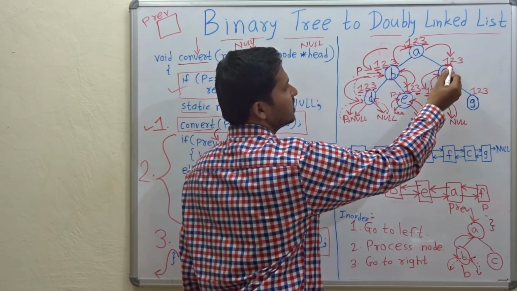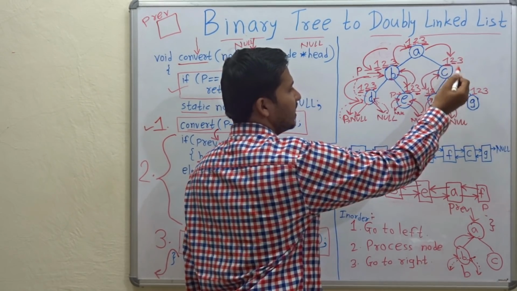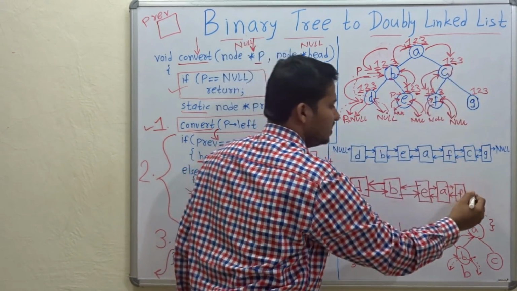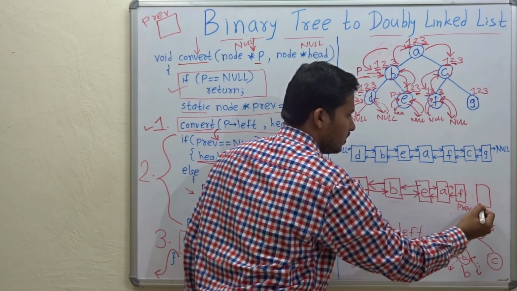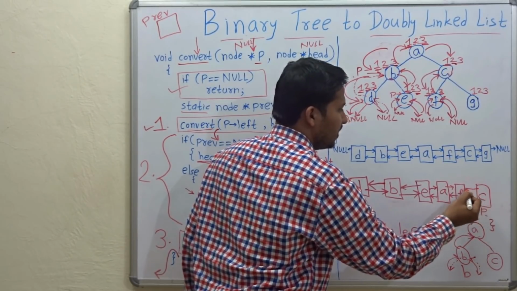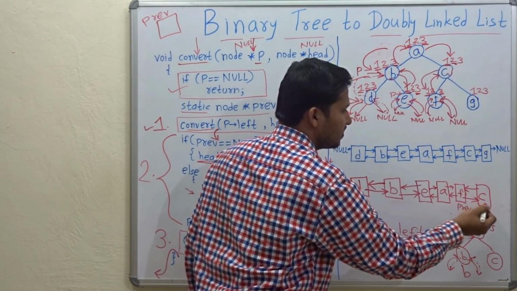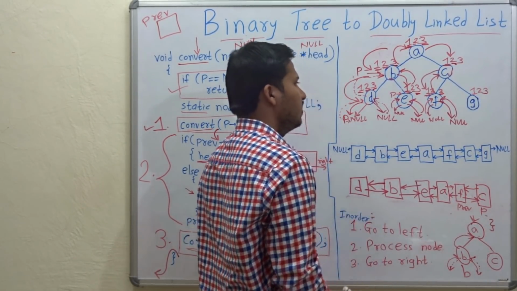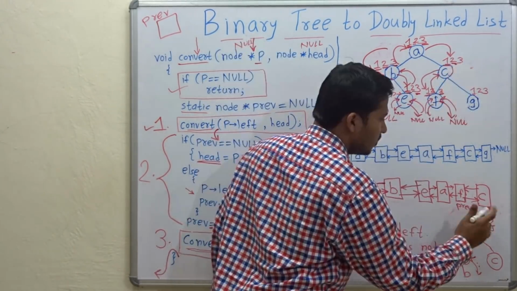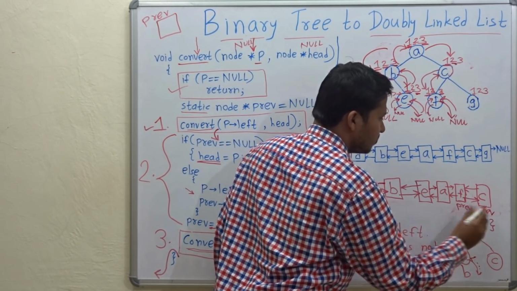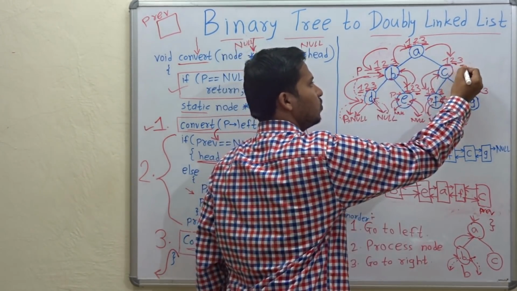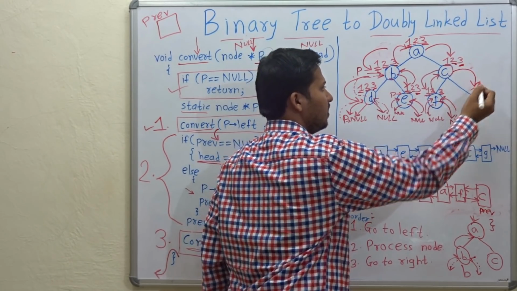At C, the first step is over, so let's go to the second step. The second step is processing the node. So P is pointing to C now. So P's left points to previous, and previous's right points to P. So for C, as the processing is over, the current node will become the previous node. Now, as two steps are over here, let's go to the third step, which means going to the right.